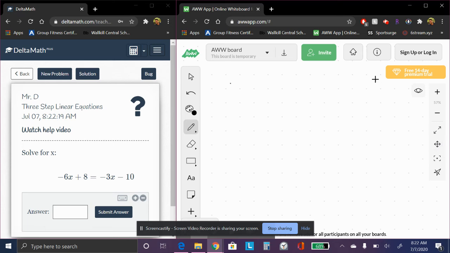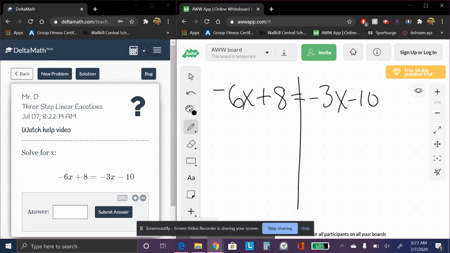All right. So we have negative 6x plus 8 equals negative 3x minus 10. Line down the equal sign. Now this one, you look here, negative 6x and negative 3x. The negative 6x is actually smaller than negative 3x. Again, you could bring the negative 3x over here, but I try to avoid using negative numbers, so I'm going to bring this over here. It's not always that we're going to bring the smaller number over, but I encourage that when you can.